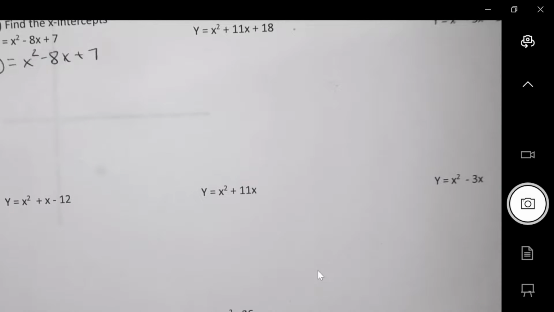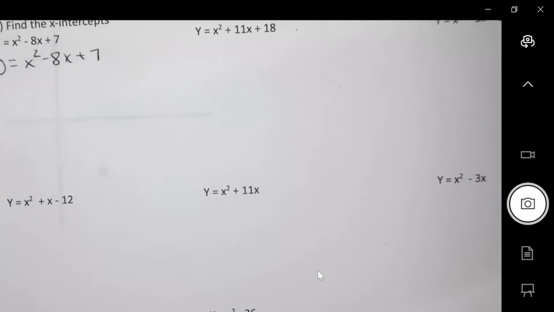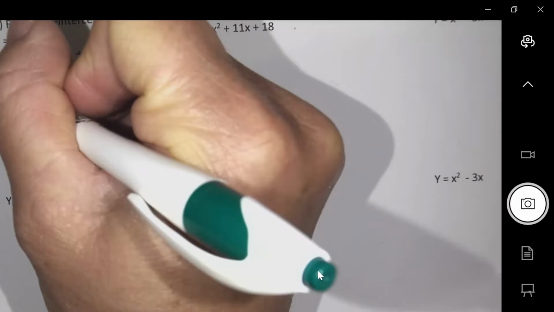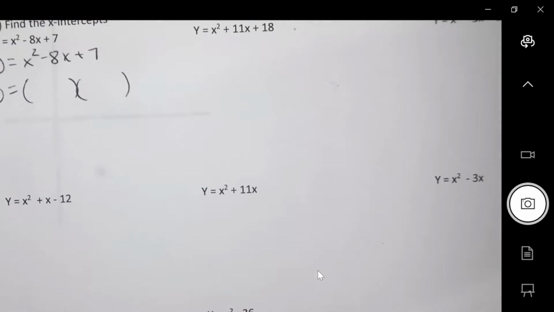So again, like I said yesterday, our strategy in math is to factor. Yeah. Factoring and foiling are the complete opposite processes of each other. If you FOIL a factor, you get to the original. If you factor the original.